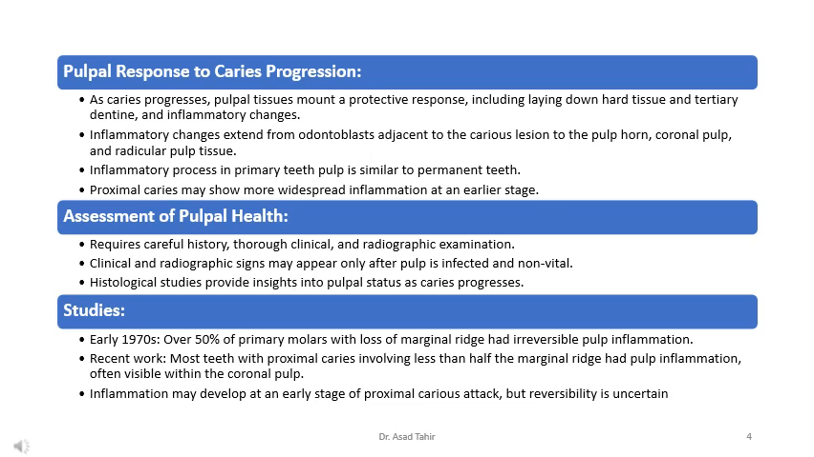Histological studies provide insights into pulpal status as caries progresses. Studies: in the early 1970s, over 50% of primary molars with loss of marginal ridge had irreversible pulp inflammation. Recent work: most teeth with proximal caries involving less than half the marginal ridge had pulp inflammation, often visible within the coronal pulp. Inflammation may develop at an early stage of proximal carious attack, but reversibility is uncertain.